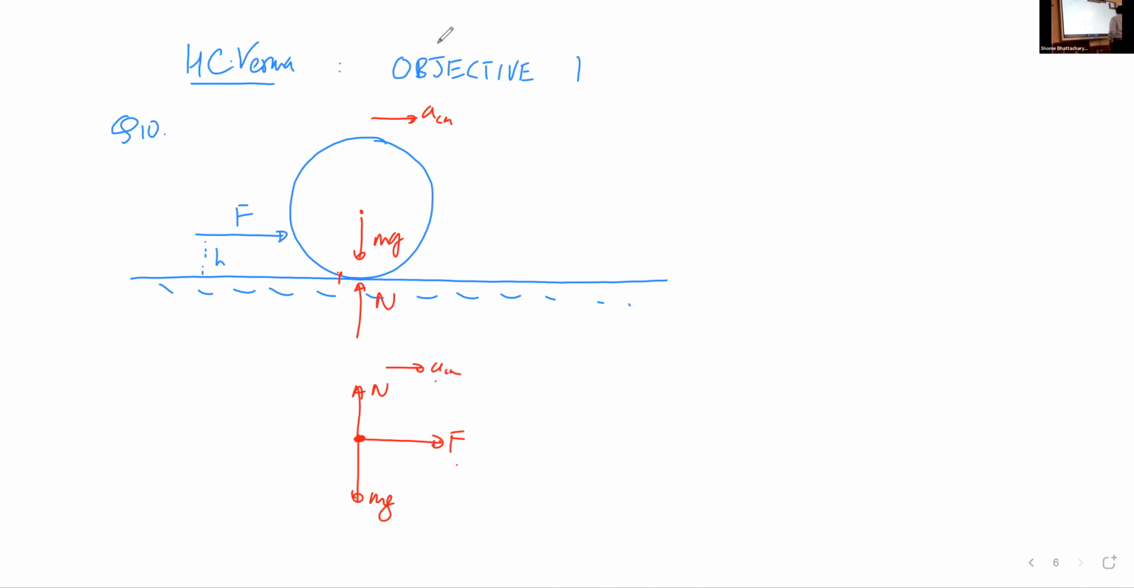So let's maybe do one or two questions before we move on to something else, rotation. We'll do a couple of revision questions. So let's do one example question like this.